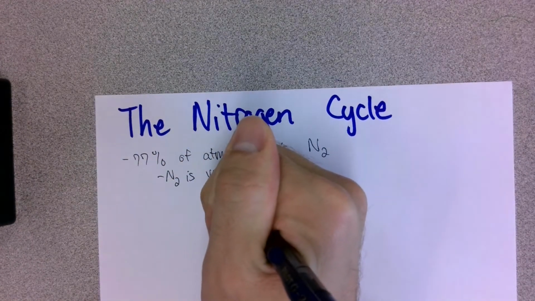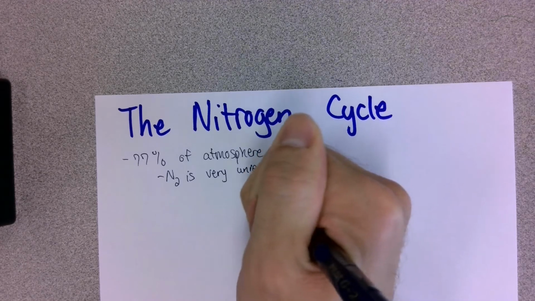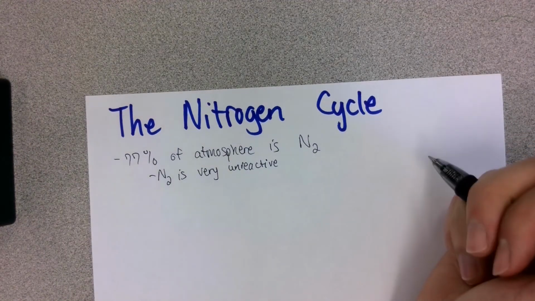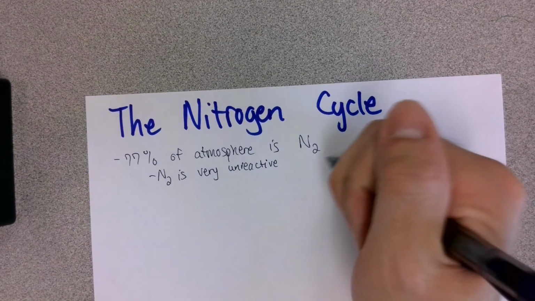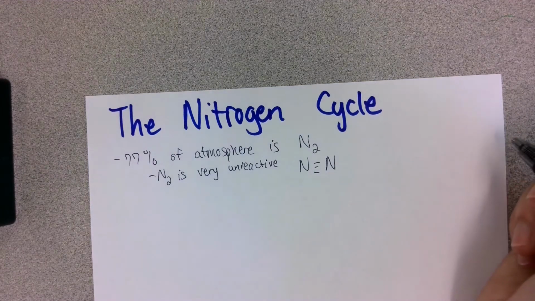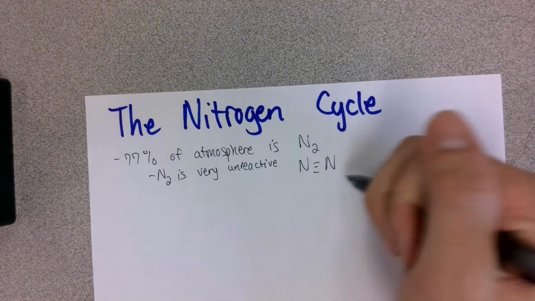When I say unreactive, I mean it doesn't really do anything. It just kind of hangs out. It doesn't react with anything. And the reason for this is because it has a triple bond between the two nitrogen atoms. So it looks something like this. It is sharing 6 electrons between them, so that bond is really, really strong.